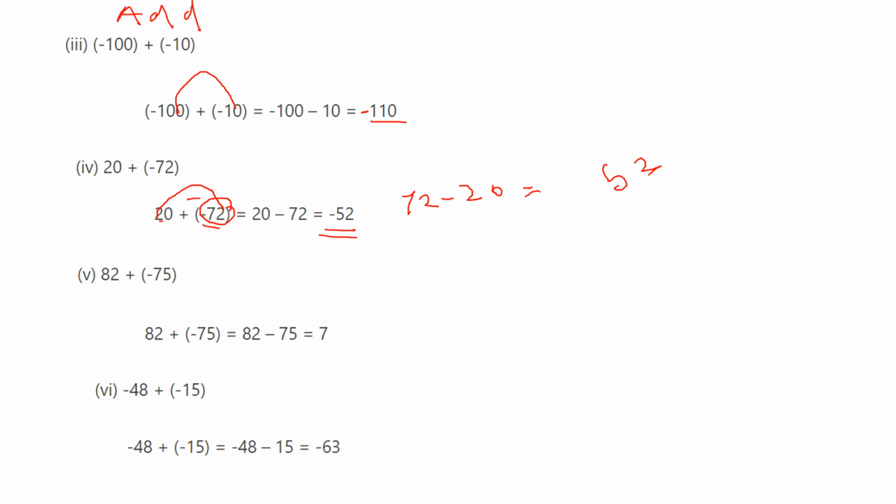Next, 82 plus minus 75. Here also the same rule. First subtract the greater number minus the smaller number. 82 minus 75, 7. What is the greater number's sign? Plus. So plus 7, or simply you write 7, that is also correct. Next one, minus 48 plus minus 15. Here both are negative numbers, which means first add the numbers, 48 plus 15, 63, and put the minus sign. Minus plus minus equal to minus.